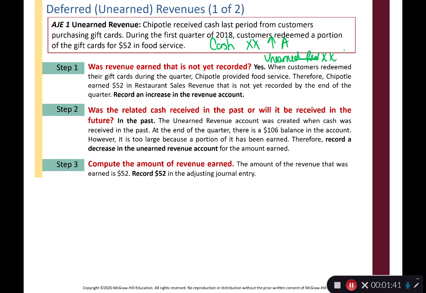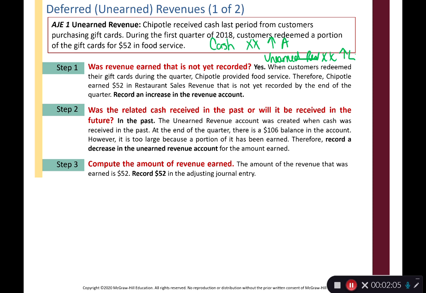Giving them a piece of plastic isn't what they're really paying for. They're paying for the food, so they won't get that until they turn in the gift card. So at the time in chapter 2, we received the money and recorded the unearned revenue liability. Now what's happened is we've earned a portion of those gift cards by providing $52 worth of food.